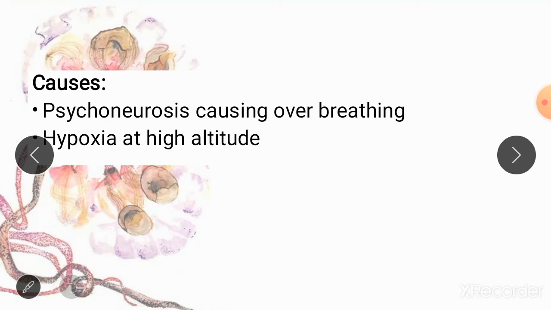So this is just some important and interesting information on how to treat hysterical respiratory alkalosis or psychoneurosis caused by overbreathing. Also, hypoxia at high altitude leads to alkalosis, because at higher altitude there is reduced oxygen in the atmosphere, which prompts your respiratory center to increase the respiratory rate, and when your respiratory rate is increased, you blow off excess carbon dioxide, which results in alkalosis.